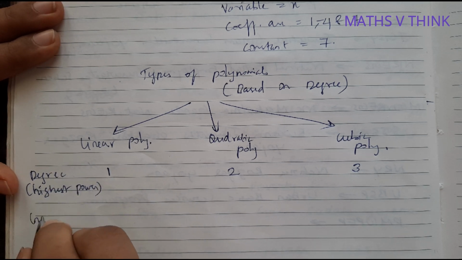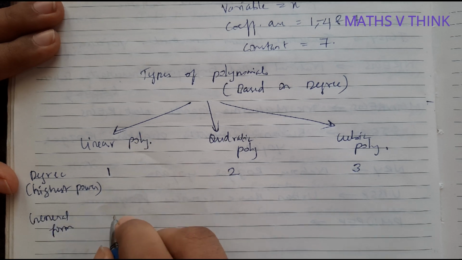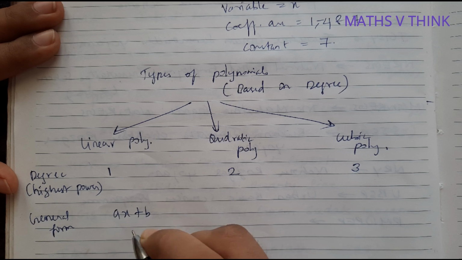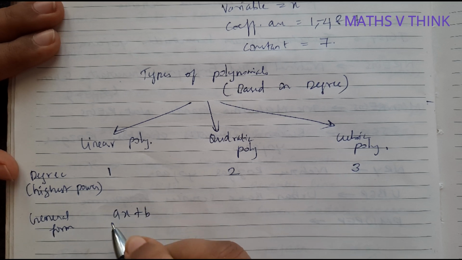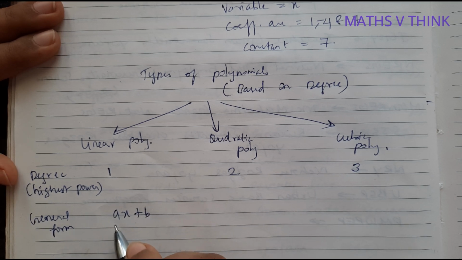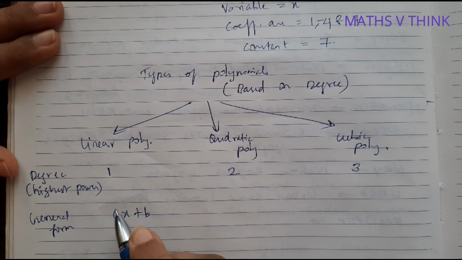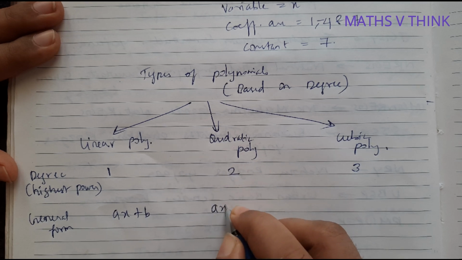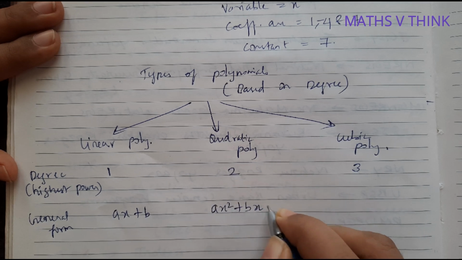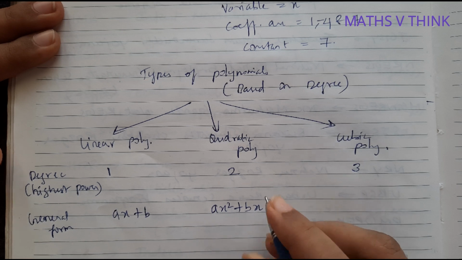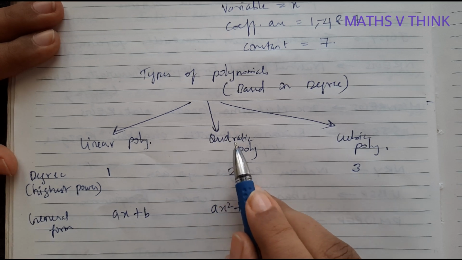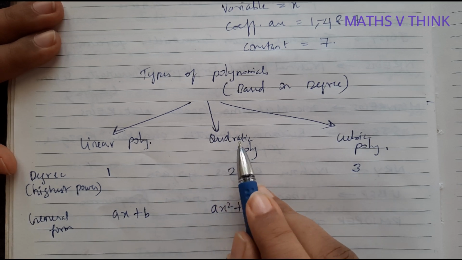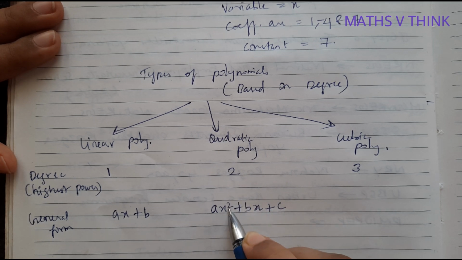Now what are the general forms of these polynomials? A linear polynomial is generally expressed as ax plus b. It is not necessary that it should be a and b. It can be any alphabet like px plus q or anything. And quadratic polynomial is expressed in the form of ax square plus bx plus c. Why? Because quadratic means square, so that's why it's square.